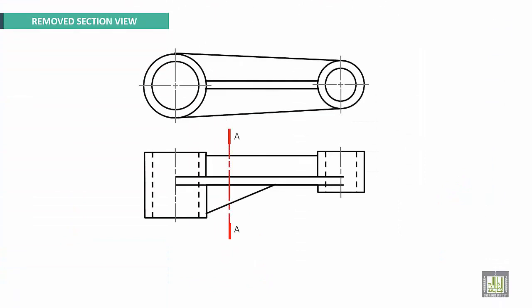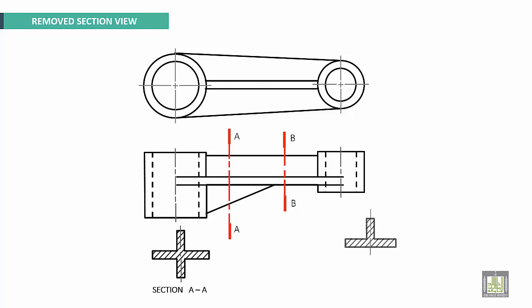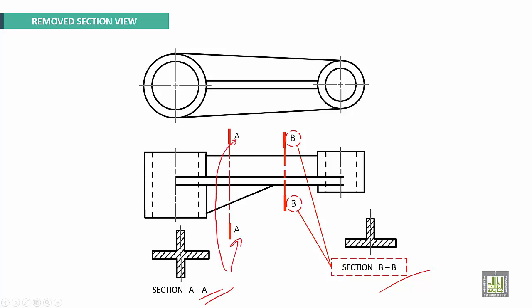Another example for removed section. For this one, this is the first section, remove it. Next one, another section, it will be removed too. And properly labeled. This is BB section, and this one is AA section.